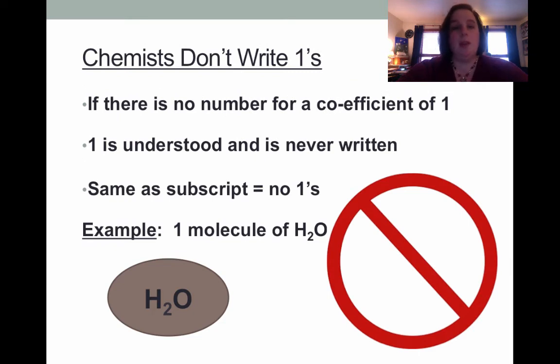Now, we're back to the chemists don't write the ones because they're too cool for that. That is the exact same thing for a coefficient. We do not write a 1 for a coefficient. It's always understood, it's never written, and that's the same deal as a subscript. So below, when you just see H2O, you know you have 1 molecule of water.